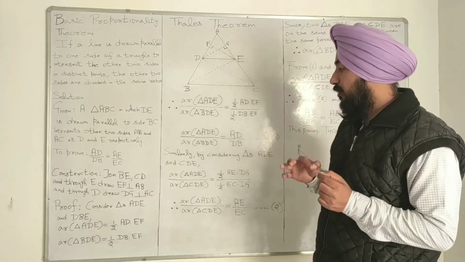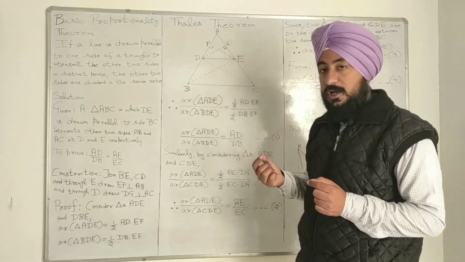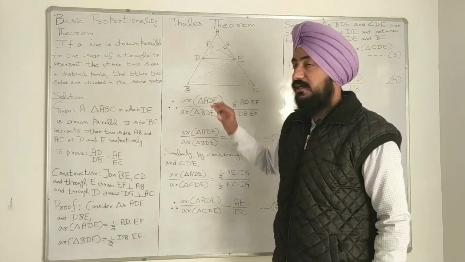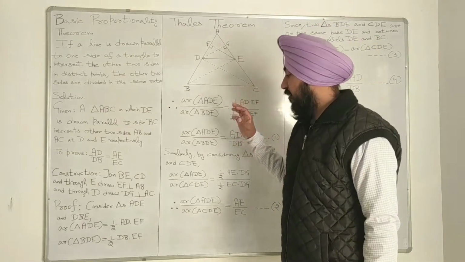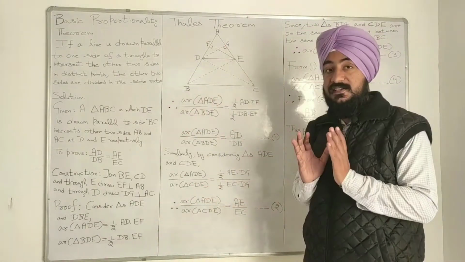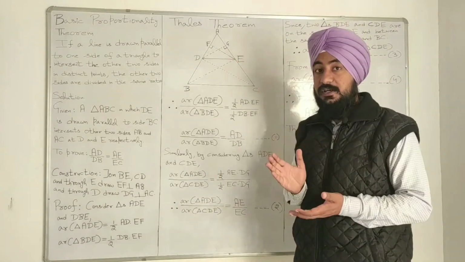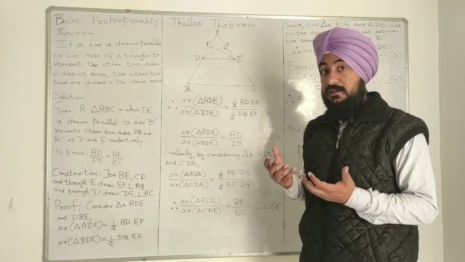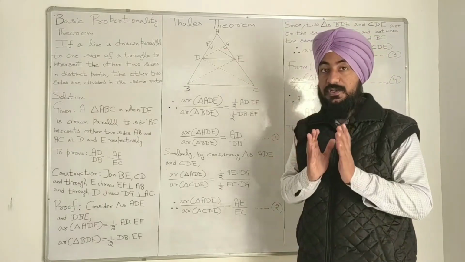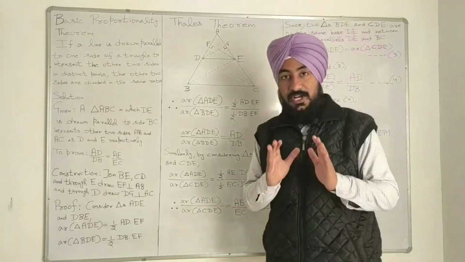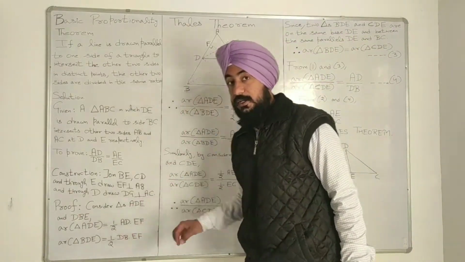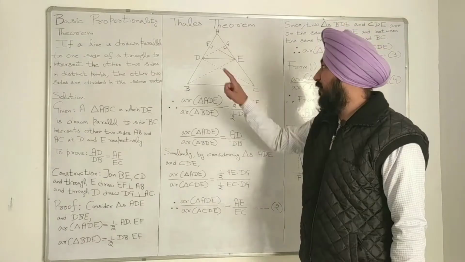For finding the area of triangle BDE, same formula, 1/2 base. Here you can see DB is the base, and height is EF. Please notice here I have taken height EF. Now the question arises: this EF is not coming inside the triangle DBE, then why have I taken EF as the height of this triangle DBE? This is the question which will come in your mind.